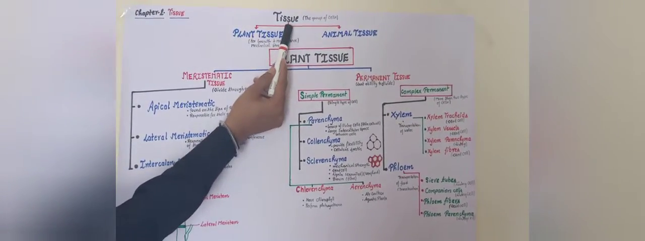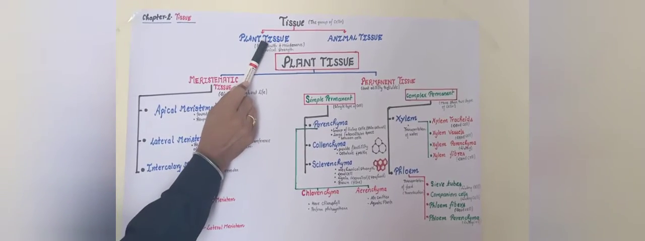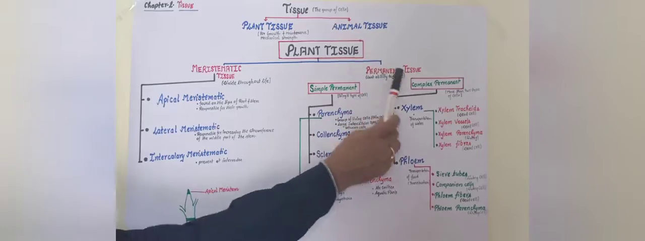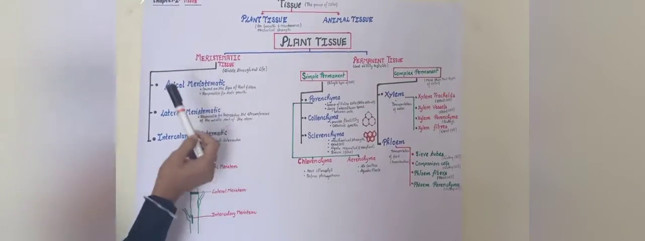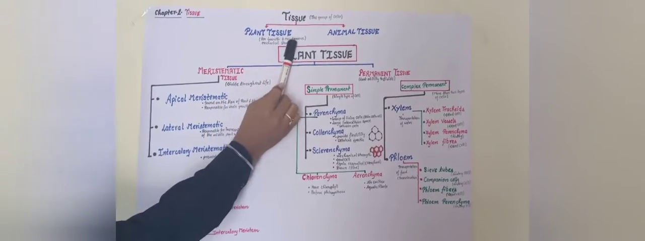If we talk about tissues, tissue is of two types. Number one, plant tissue. Number two, animal tissue. In this part 1, we are going to discuss plant tissue. So here the total description is about plant tissue. One by one, in a systematic manner, we will go through it and discuss each definition. So number one, plant tissue.